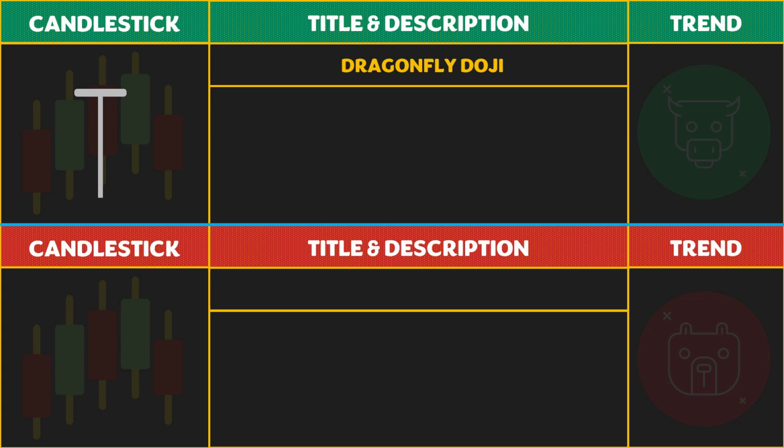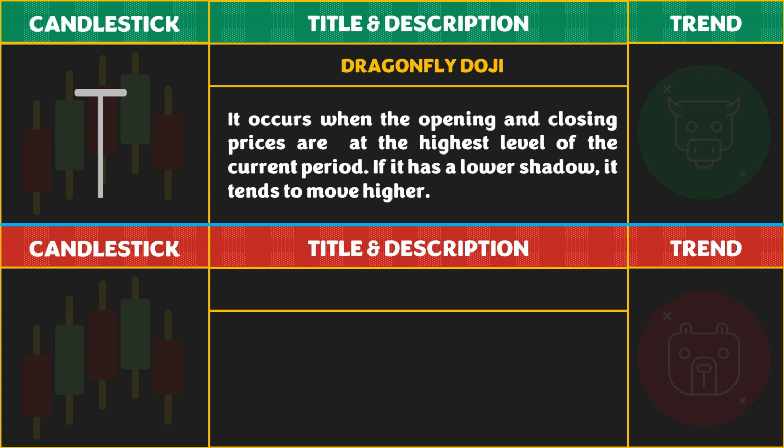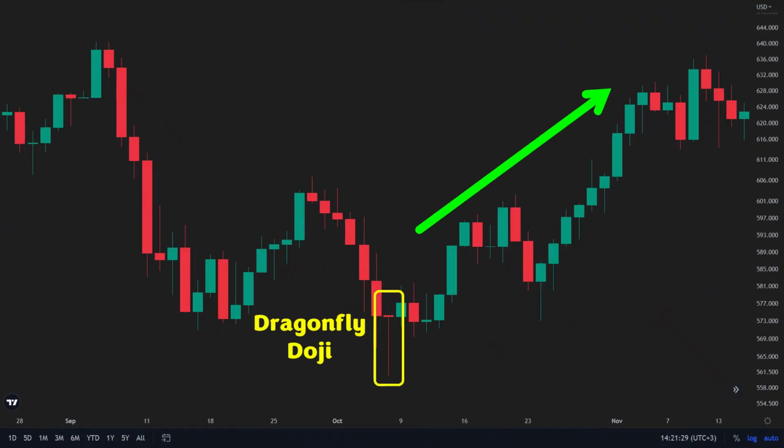Dragonfly doji. It occurs when the opening and closing prices are at the highest level of the current period. If it has a lower shadow, it tends to move higher. When it is seen at the bottom of price movements, it is considered a major bullish signal. An example of a dragonfly doji is shown in the image. After the formation of the dragonfly doji, prices rise.